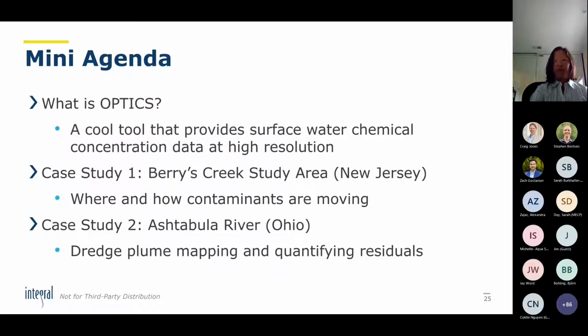So we'll walk through 2 case studies. One, Berries Creek study area, where we applied optics to investigate contaminated sediment transport in a system using fixed monitoring techniques, and the other, Ashtabula River, to map and characterize plumes during active environmental dredging using mobile monitoring techniques, that was a collaboration between us and EPA and Battelle.